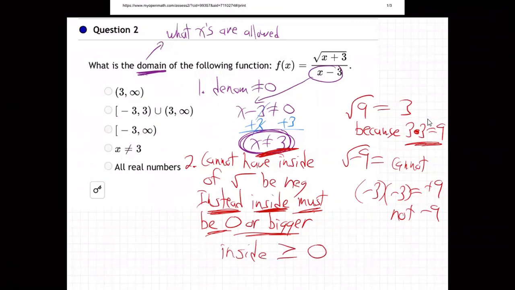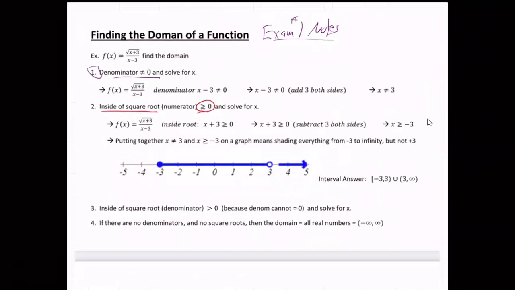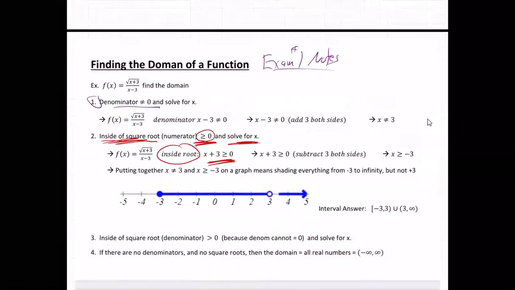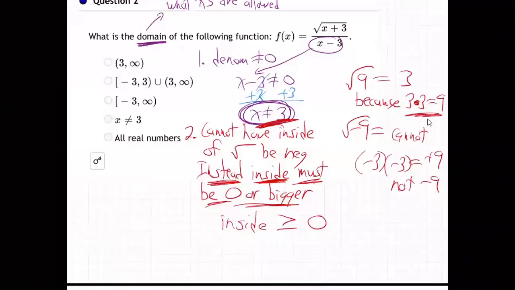You tracking with me? That's what I'm saying down here in the notes. You got to take the inside of the root greater than or equal to 0, and then solve. Because the inside can't be negative. And not negative means greater than 0 or equal to 0, right? 0 or bigger.